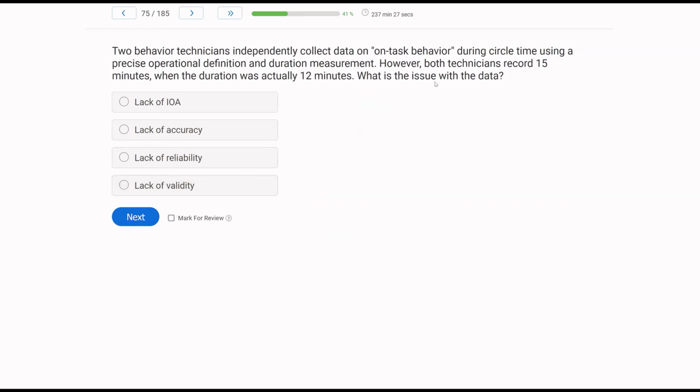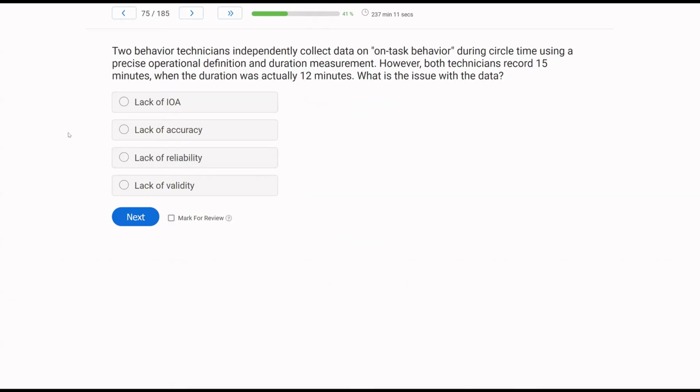Two behavior technicians independently collect data on on-task behavior during circle time using a precise operational definition and duration measurement. However, both technicians record 15 minutes when the duration was actually 12 minutes. What is the issue with the data?